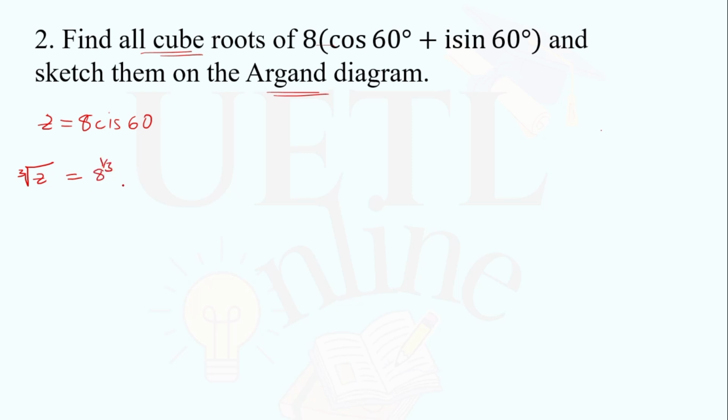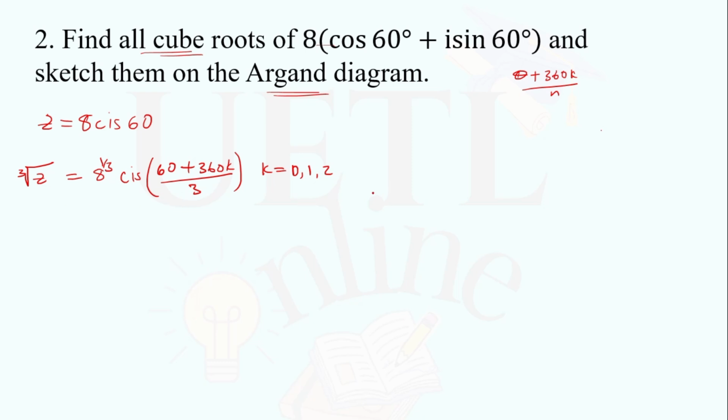After that, you just have to say CIS, then you are going to say theta. I remember the formula for the argument: theta plus 360k over n. So what we're going to do here is substitute theta is 60, plus 360k over n, where n here is 3, and k is equal to 0, 1, and 2.